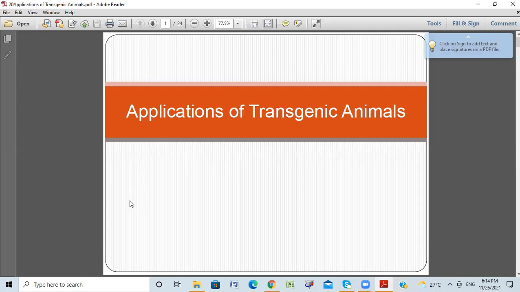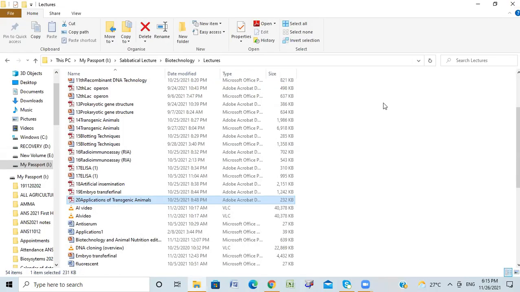Okay, we already looked at how the transgenic animals are going to be formed. So now we can look at the applications of these transgenic animals. It is in PDF form. That is the topic: transgenic animals.